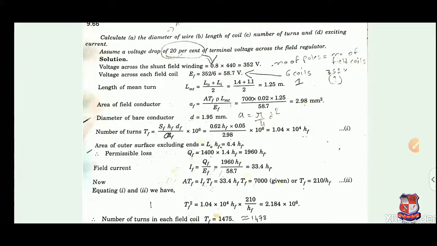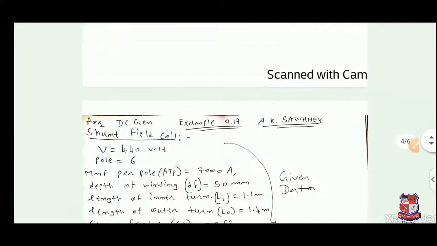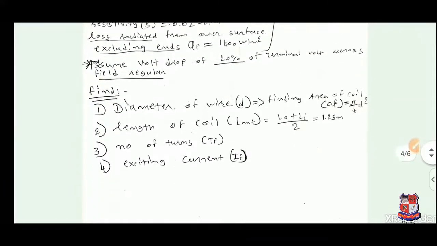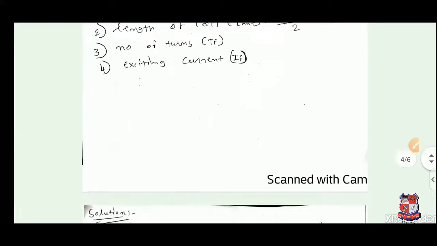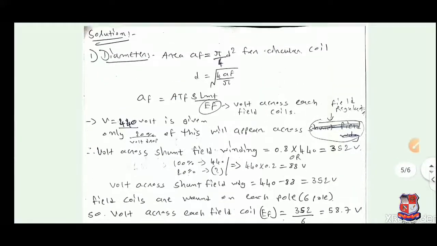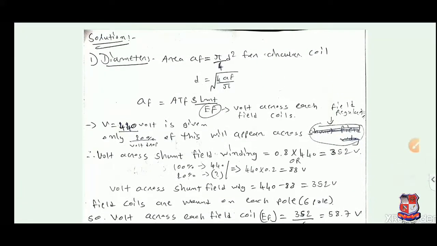In this book, directly they have written the area of the field conductor, but you need to keep in mind that you don't need to remember the steps, just write down the equation based on the data that needs to be found out from the examples. So first, for diameter we need to find the area. So first we are calculating area here.